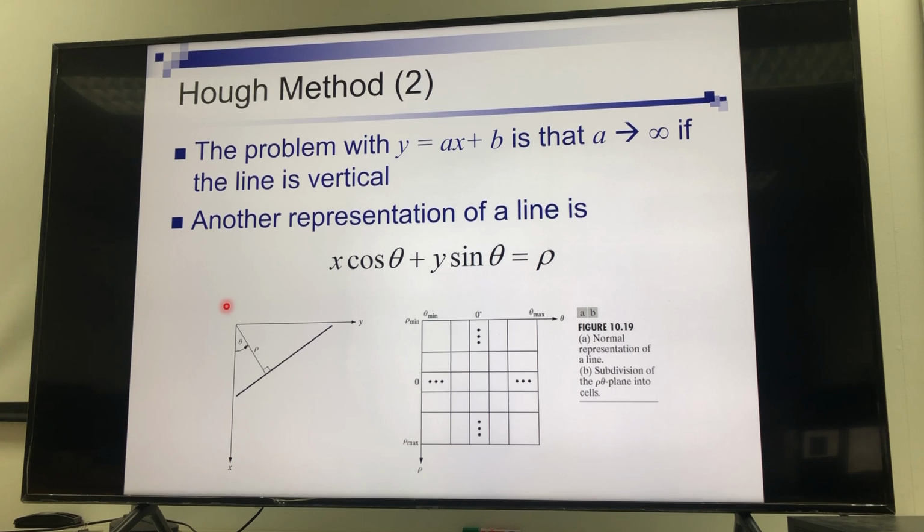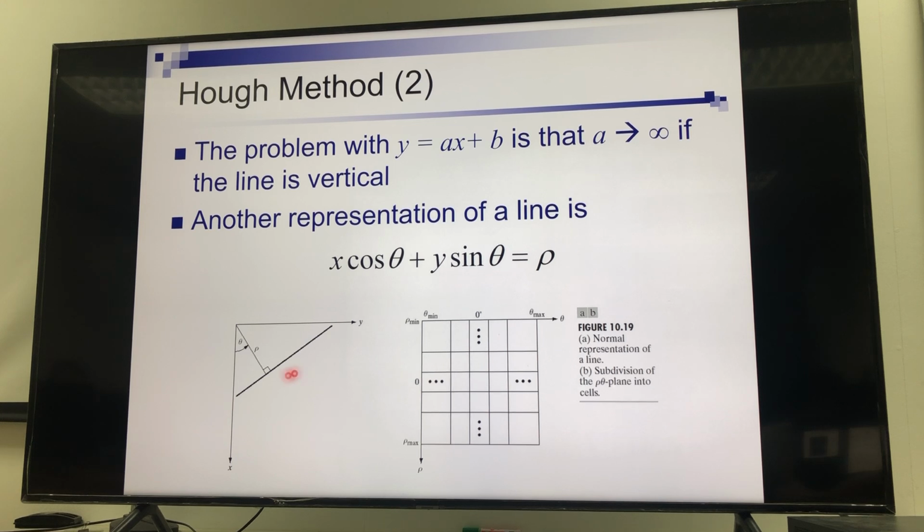What's rho? Rho is the distance from 0, 0. It seems like rho could be infinity, but usually, if you have a limited image with a straight line in it, rho is at most the maximum distance it can go, the diagonal of the image. So rho is not infinite. When you do this, there is no limitation on theta and rho.